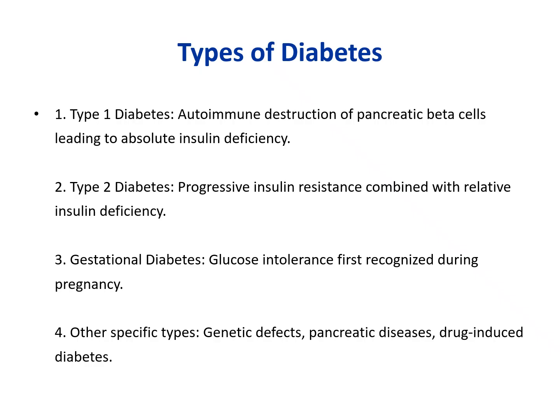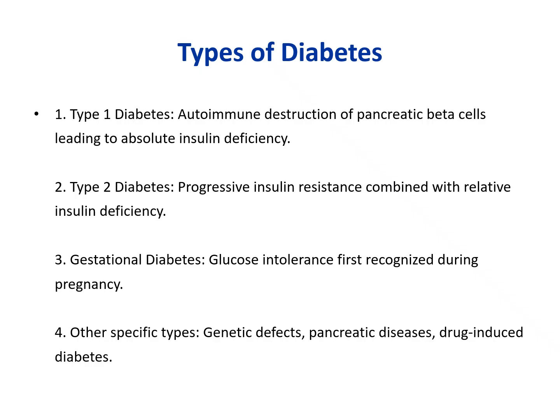So let's understand what type 1 and type 2 diabetes mellitus are. Type 1 diabetes mellitus is an autoimmune destruction disorder. In this case, the pancreatic beta cells are destroyed, leading to absolute insulin deficiency. It means that the pancreatic beta cells present in the patient are unable to produce the required amount of insulin. Because of this, insulin deficiency is seen in the patient and the patient develops type 1 diabetes mellitus.